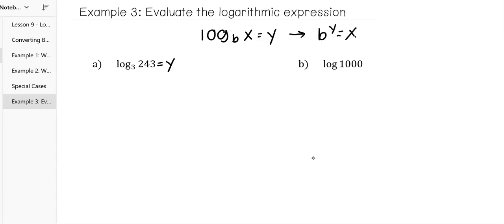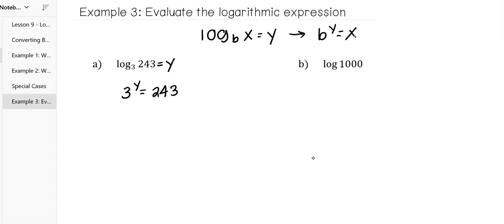Our goal is to change it from a logarithmic function to an exponential function because we are familiar with solving exponential functions. So let's convert this. Log base 3 of 243 equals y is going to become 3 to the y equals 243. All right, now from here, this should look familiar to you. All we're doing is now solving for what y is.